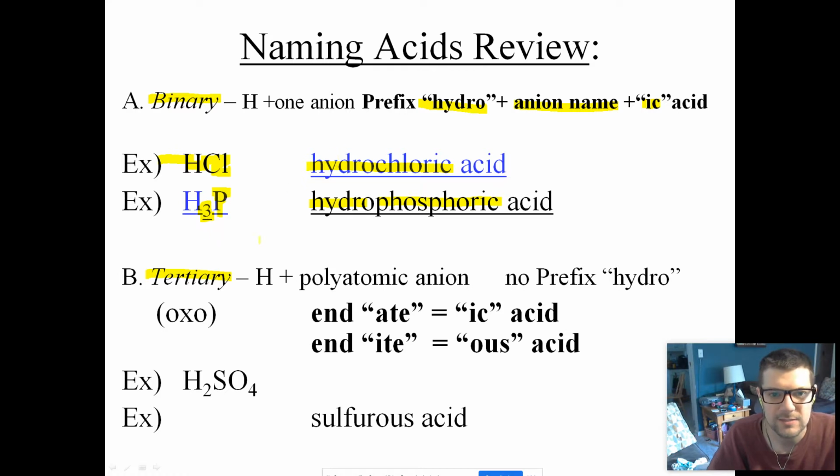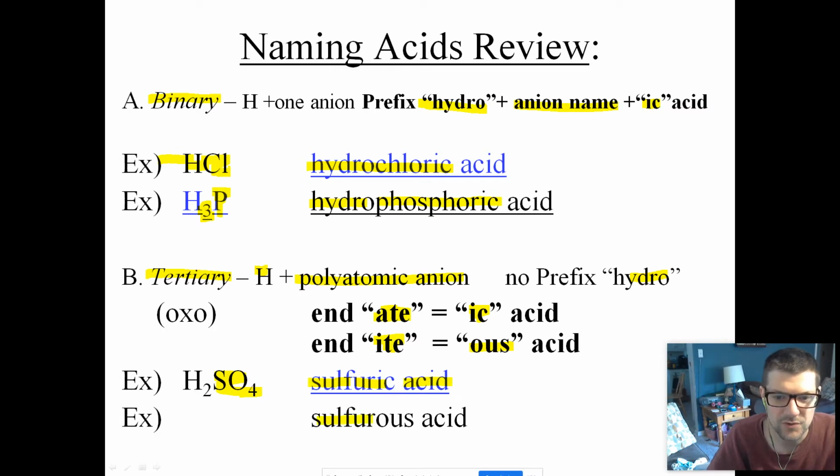Now, if it is polyatomic, meaning it's hydrogen with some polyatomic ion, we're not going to use the prefix hydro. We're going to look at the ending of the polyatomic ion. If the polyatomic ion's name ends in ate, we're going to turn that to ic, and if it ends in ite, we're going to turn that to us. So here we have SO4, right? Since that is sulfate, we're just going to change this to ic. So instead of sulfate, it becomes sulfuric acid.